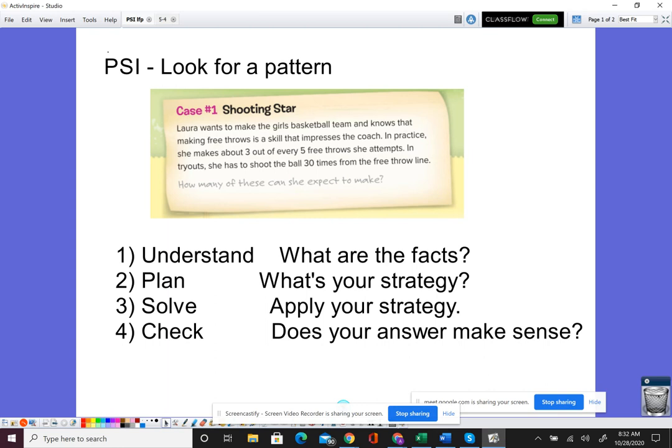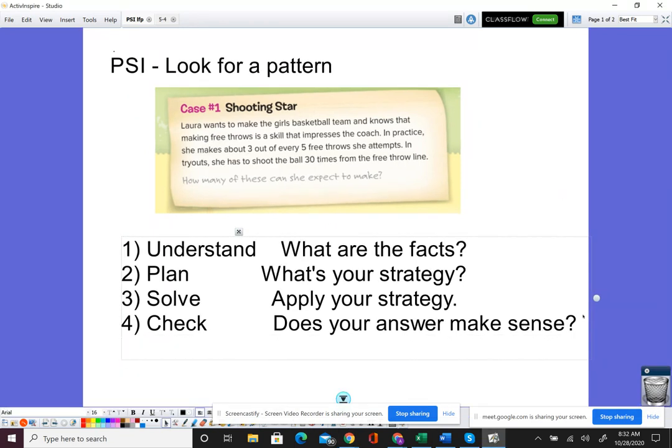Sometimes when I'm grading papers or tests, it's like, how in the heck did they think that this was the right answer? When you go up from $28 to $34 and someone says that's a 500 and some percent increase, it's like, okay, they don't understand what a percent increase is. So let's look at case number one, the shooting star.